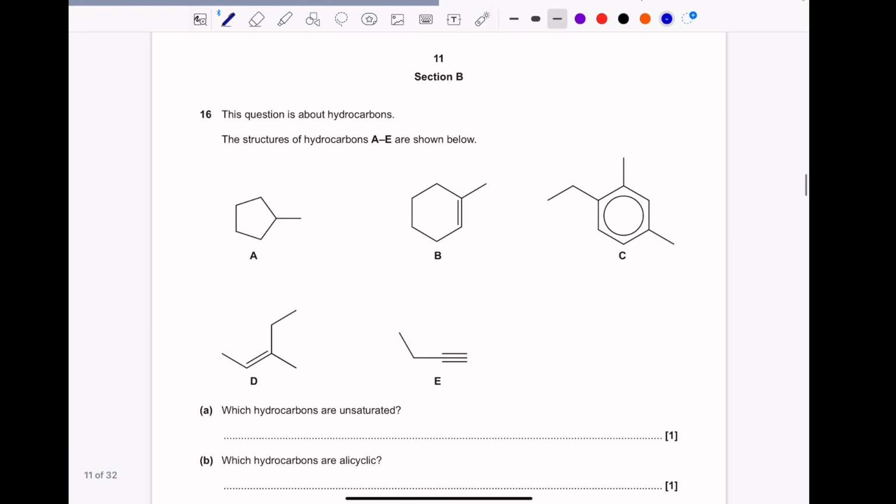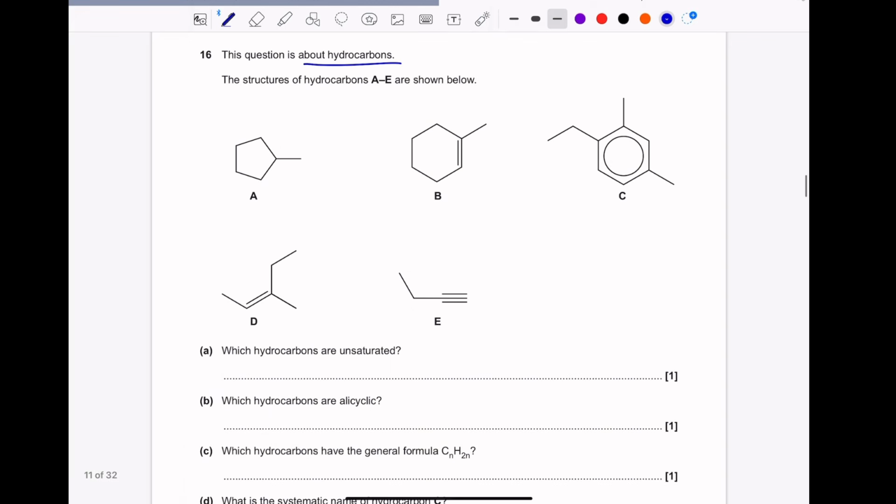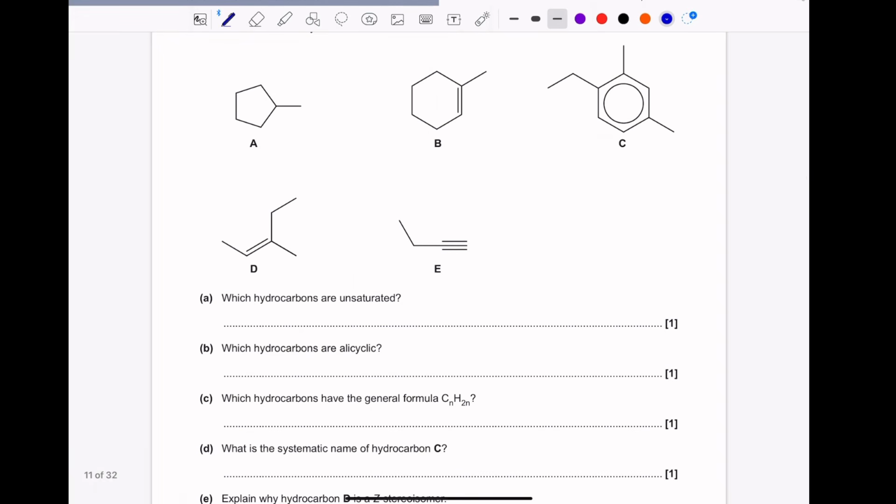Then moving on to section B, question 16, which is about hydrocarbons. The structures of hydrocarbons A to E are shown below. Which hydrocarbons are unsaturated? That would just be B, D, E, as well as C, because benzenes have alternating double and single bonds in their structure. Which hydrocarbons are alicyclic? Just A and B for that. Not C, because benzenes would fall under the aromatic category.